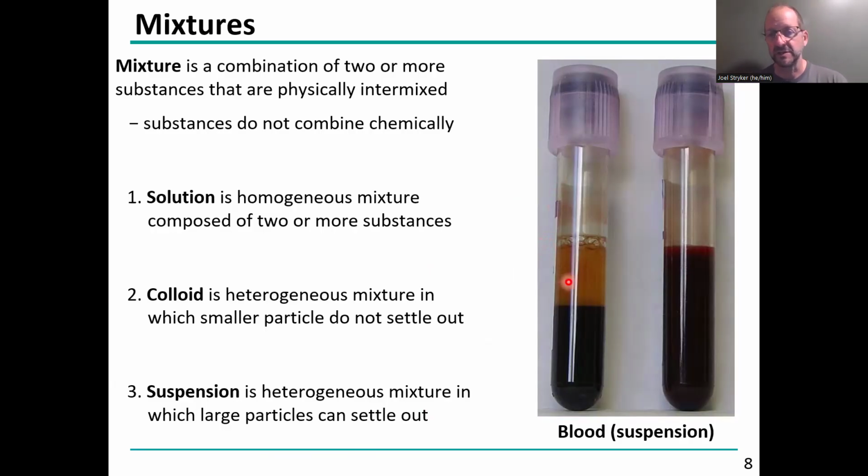Blood is a suspension. The larger particles of blood are mostly the cells and other formed elements. And so this will eventually settle out, or if you put it into a centrifuge and spin it, what will happen is the cells will settle down and you're left with the plasma, which is a solution. So the plasma up here by itself is a solution, but when you have the cells also in there, then it is a suspension.